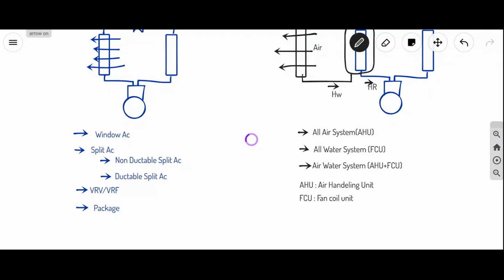So is it clear till here? What is direct and what is indirect? Sir, once again repeat, sir, both. Yes. So can you please repeat the indirect?